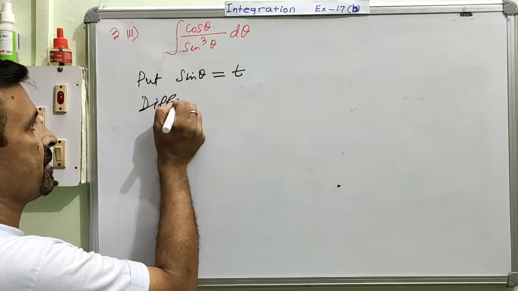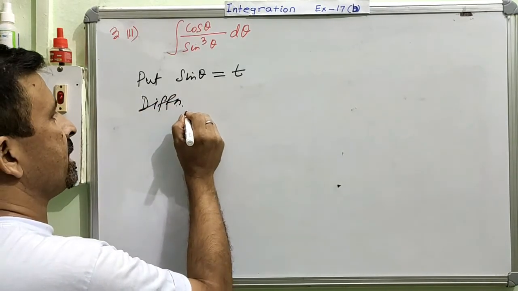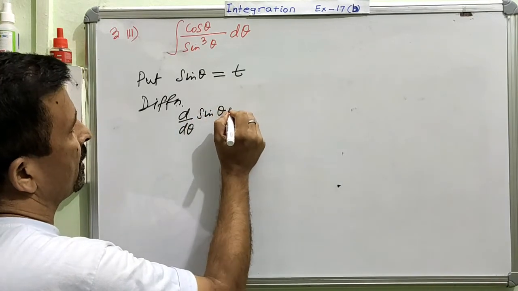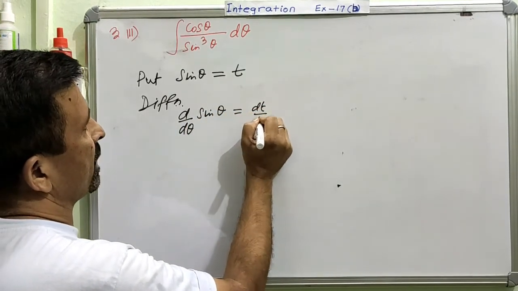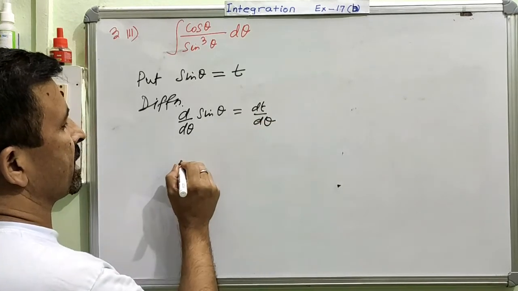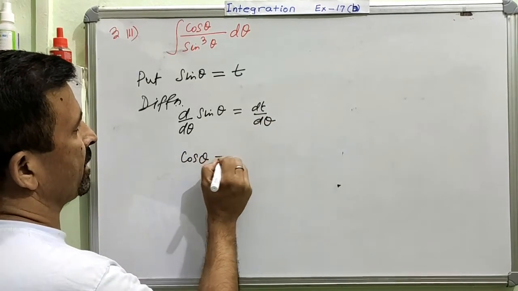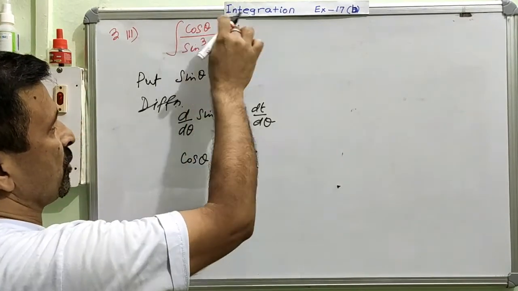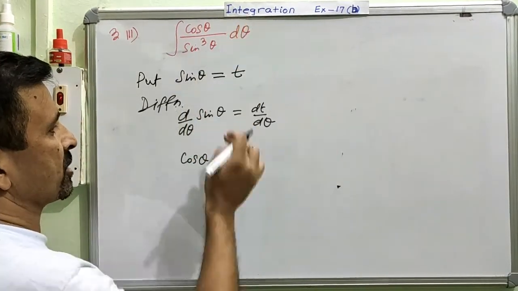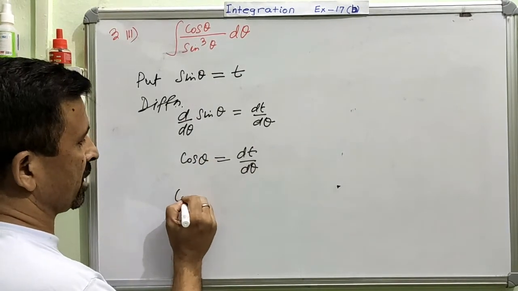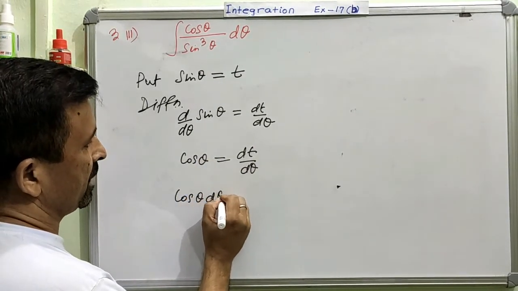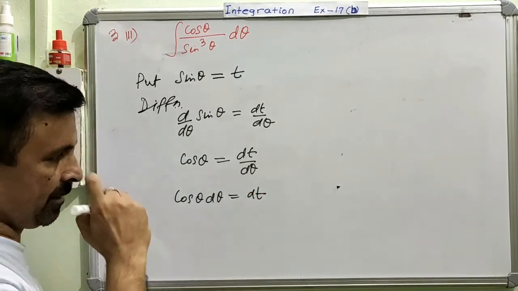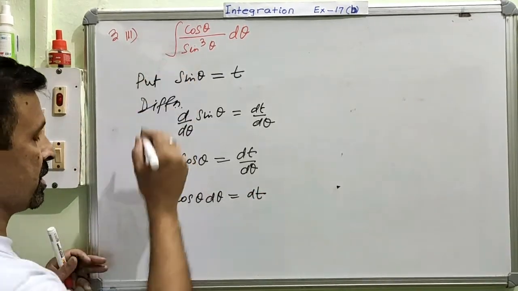Differentiating, d over d theta of sine theta is equal to dt over d theta. The derivative of sine theta is cos theta, and this is equal to dt over d theta. You have to look at the question. What is the requirement? The value of cos theta d theta. So d theta will come to this side, and cos theta d theta is equal to dt. Am I very clear? Now we can go for substitution. So this is your question.